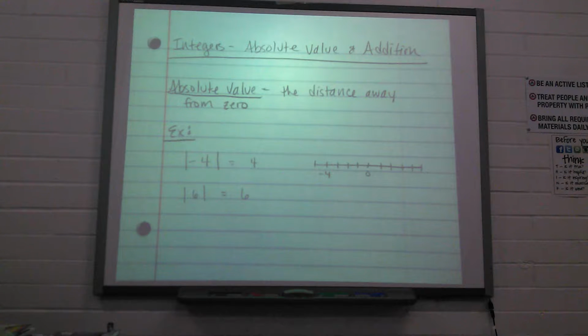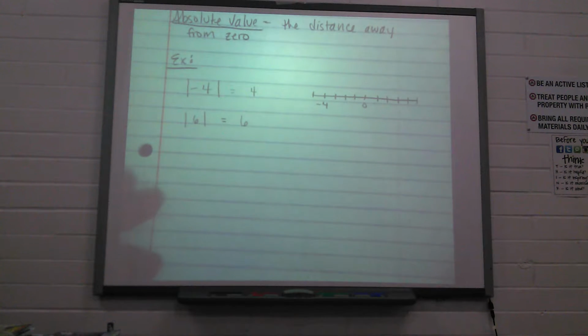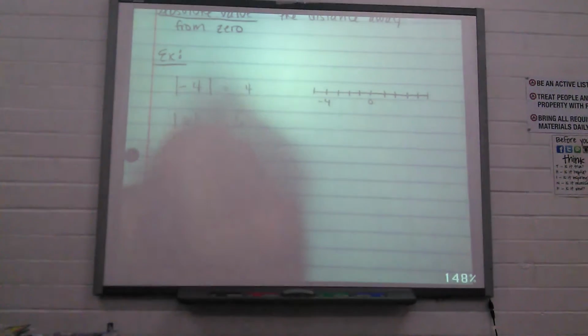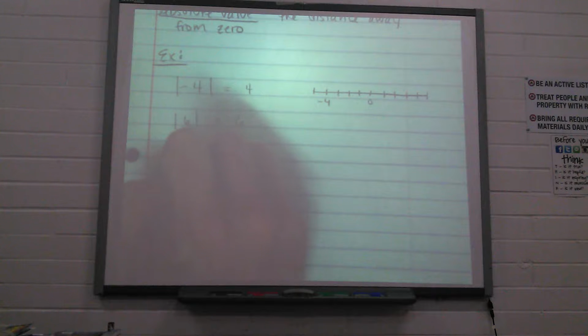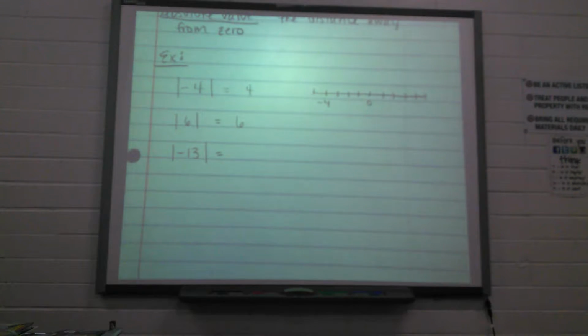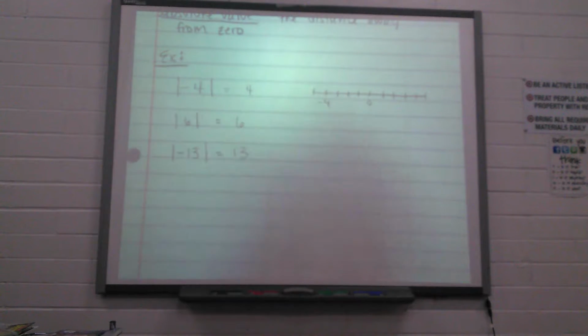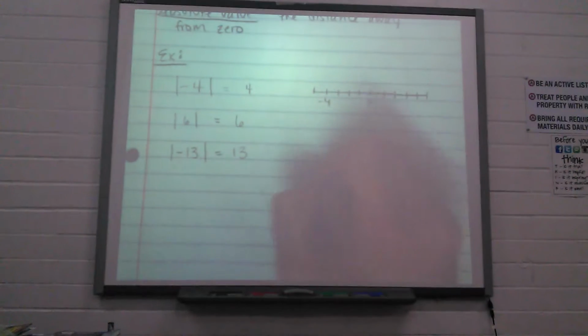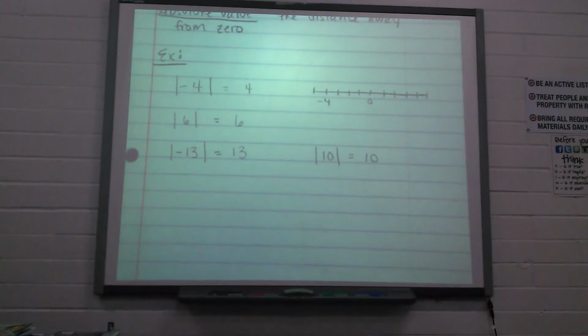All right, let's do maybe 2 more examples of this. Let's find the absolute value of -13. What is the absolute value of -13? That's right, it is 13 because it is 13 places away from 0. The absolute value of 10. That's right, the absolute value of 10 is 10.